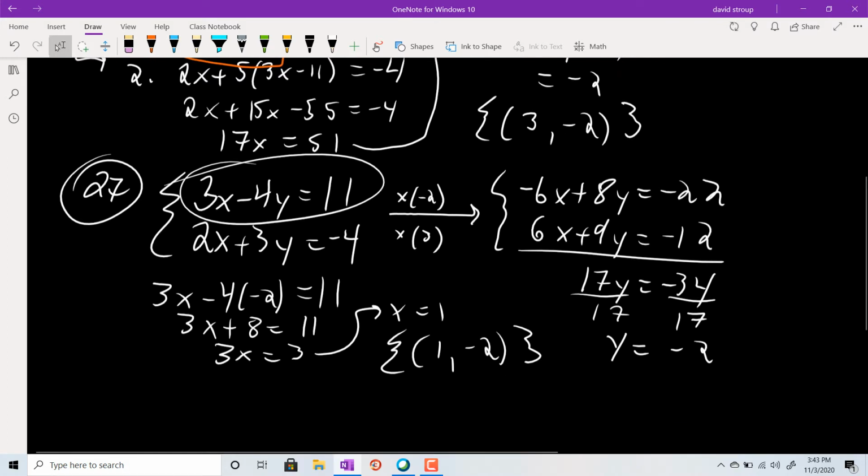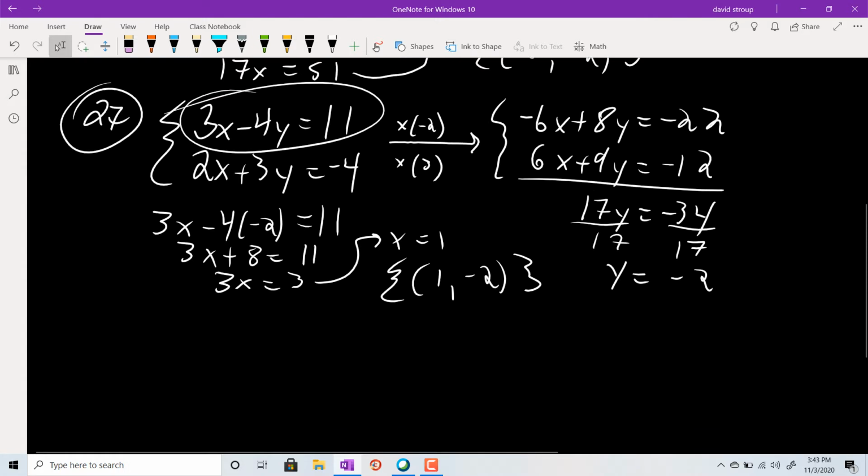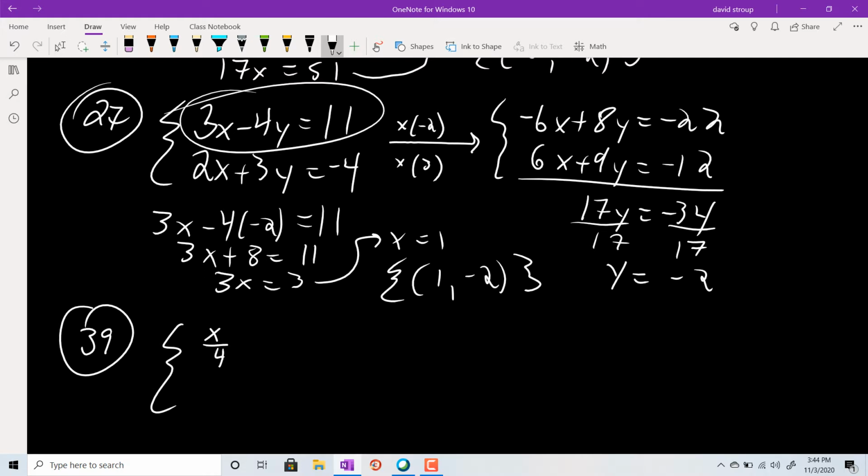So, I mean, they have other problems that are a little more complicated, like when you have fractions, or maybe the order is kind of out of whack. We could take a look at one more. So let's try 39. So here's some scary fractions in here. x over 4 minus y over 4 equals negative 1. And then x plus 4y equals negative 9. Okay. So I hate fractions so much. You know what I'm going to do? I'm going to get rid of the fractions in that first equation just by multiplying by 4.